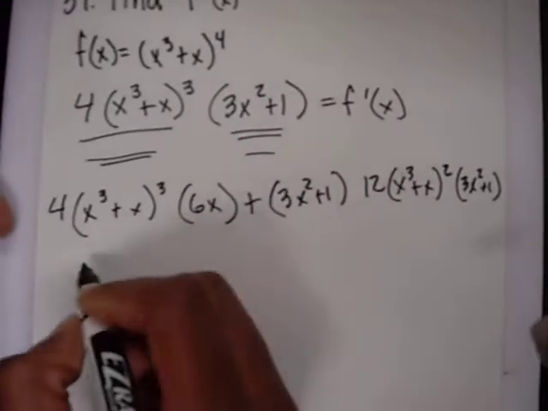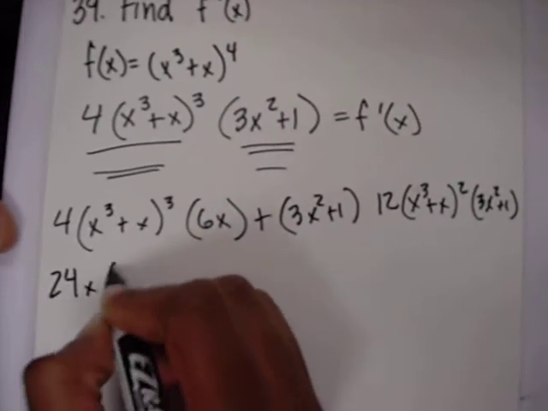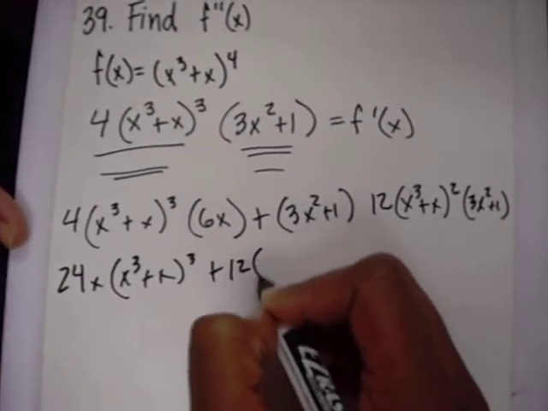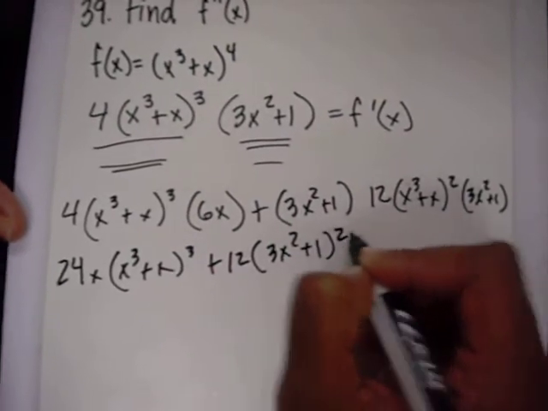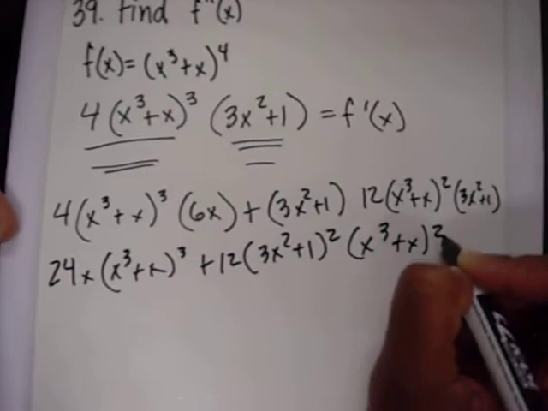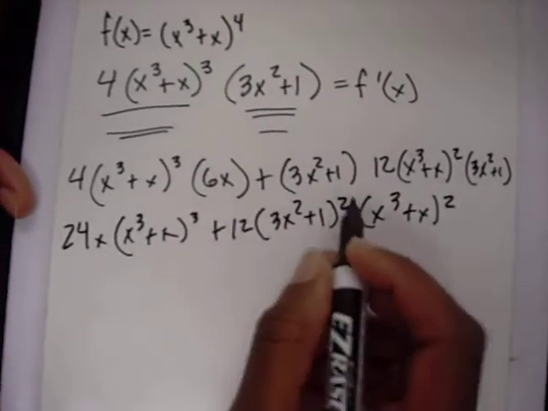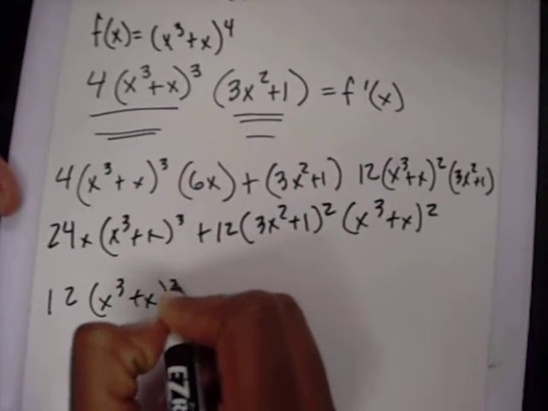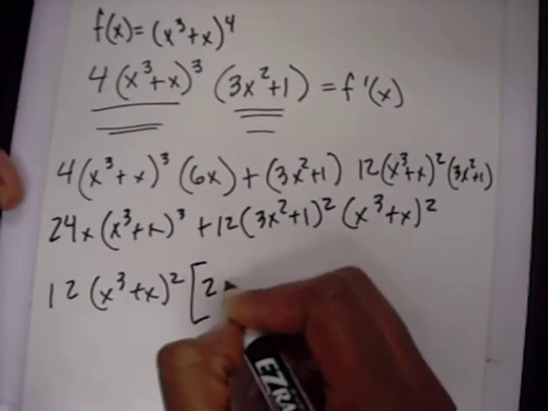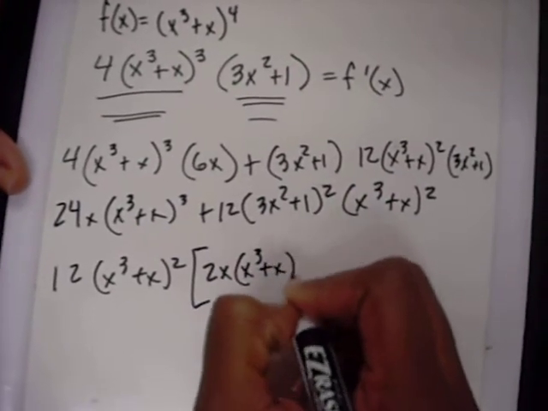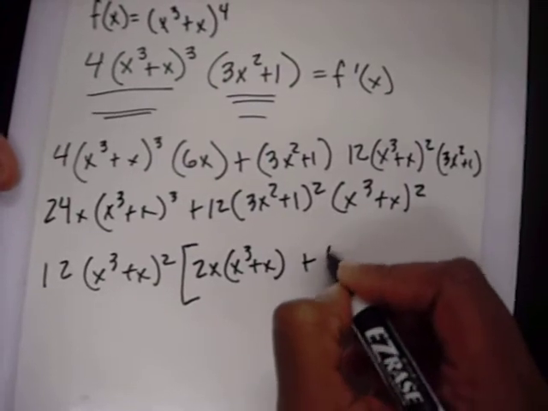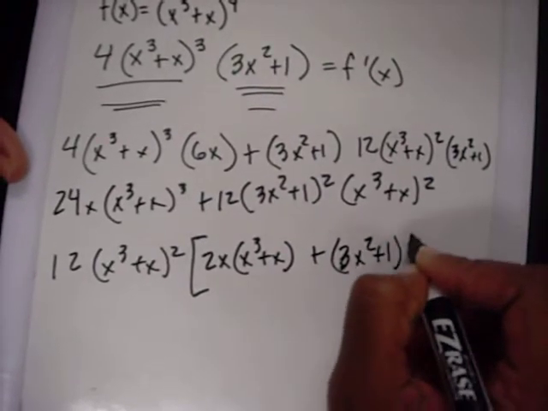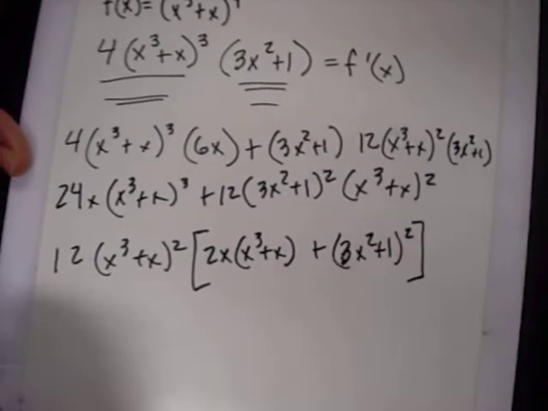Now, you want to simplify this, so you can multiply this out and have 24x times x cubed plus x cubed plus 12 times 3x squared plus 1 squared times x cubed plus x squared. And then you can simplify and take out 12 and x cubed plus x squared. And then you'll be left with 2x times x cubed plus x plus 3x squared plus 1 squared. And that will be your answer.